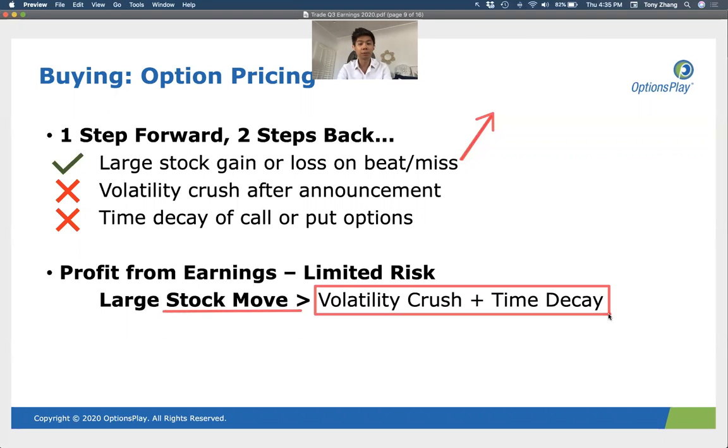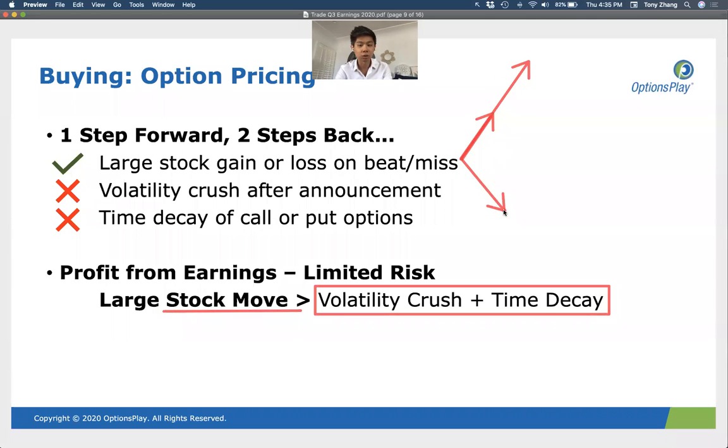And this is probably the hardest part about trading options or buying options going into an earnings announcement, because you have these two things working against you right off the bat. So you need to have the stock move a substantial amount in the direction that you expect it to offset the volatility crush and time decay just to break even. So you really need a big move in the underlying stock in order for you to be potentially profitable.